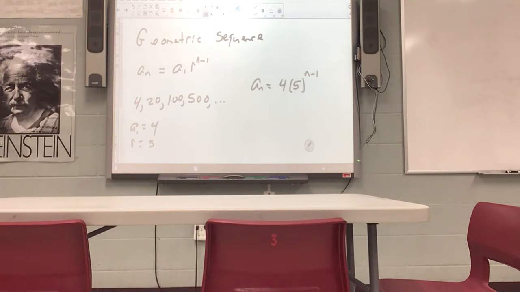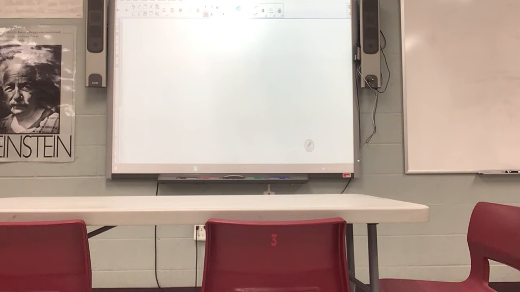All right, let's do one more of those before we step it up. Let's do 152, negative 76, 38, negative 19. Directions are the same. Write a rule for the nth term. So we know we need an A1 and we know we need an R. What's our A1?